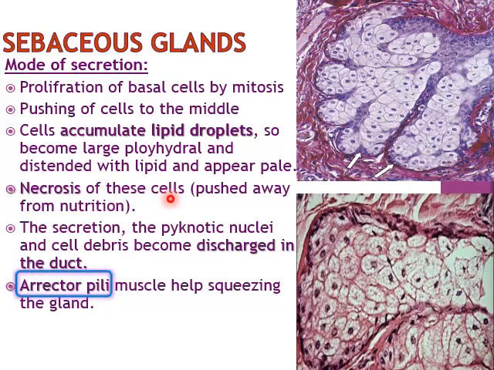When it reaches a level where it is fully distended with the secretion, it becomes necrotic and is pushed away from the nutrition. Then these cells shed into the duct system, and the erector pili muscle helps in the squeezing of the gland to help it release its secretion.